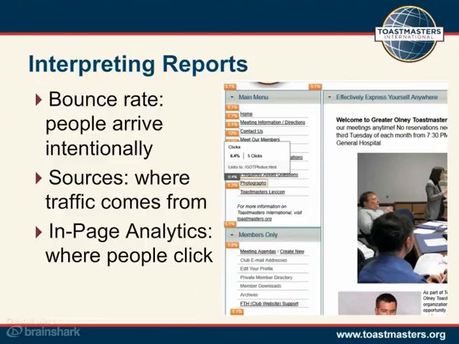Another report that you can use is the source report, and that tells you where your traffic is coming from. You can see if people are coming from search engines, if they're coming from the Toastmasters International website, if they're coming from blog links or other resources. And this information can be used to measure the success of placing a link to your club website on another website, such as a town information page, a recreation page, Craigslist, or on a company website.